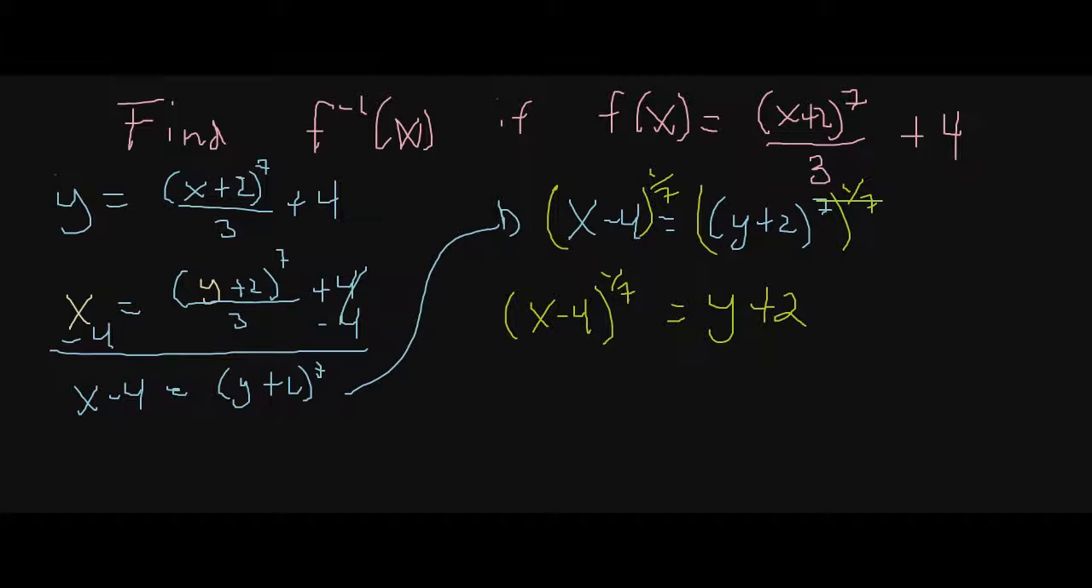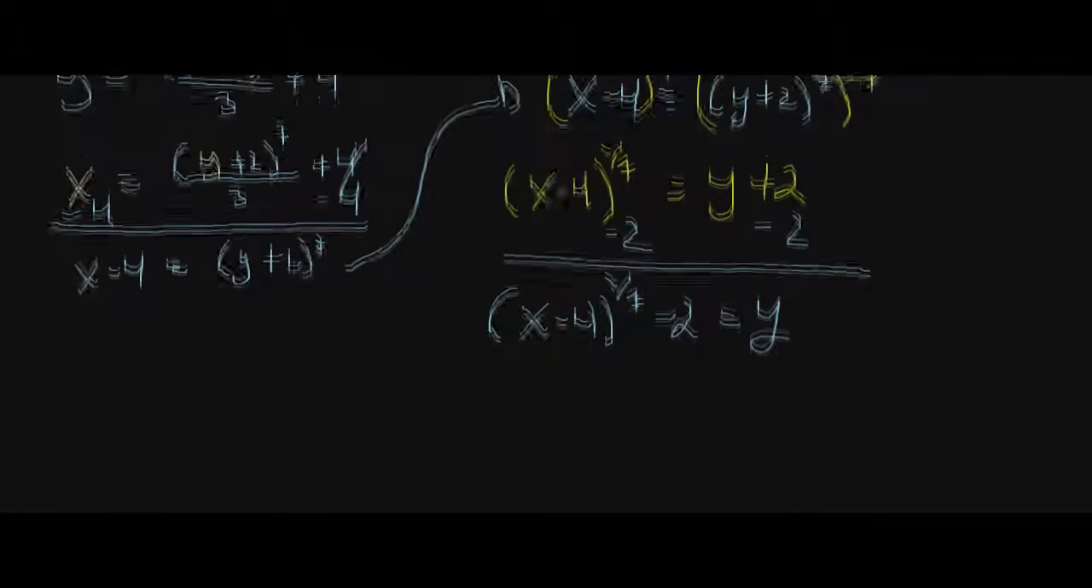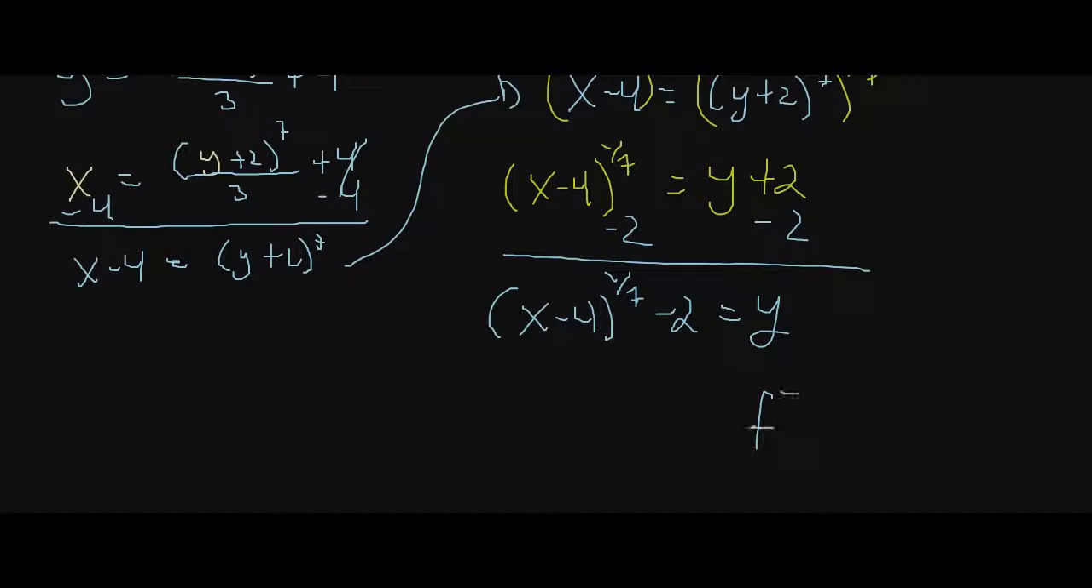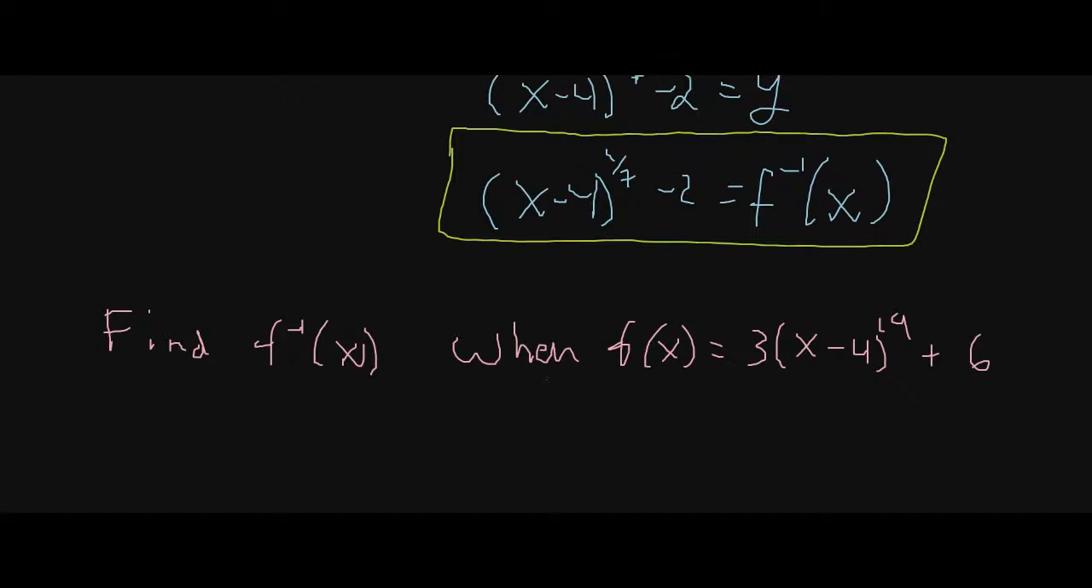What do we do now? We just subtract 2 from both sides. Now we get (x minus 4) raised to the 1 over 7 minus 2 is equal to y. And we're done. We found the inverse of our problem. But like before, let's make sure we write it with our inverse notation. Alright, we're done.